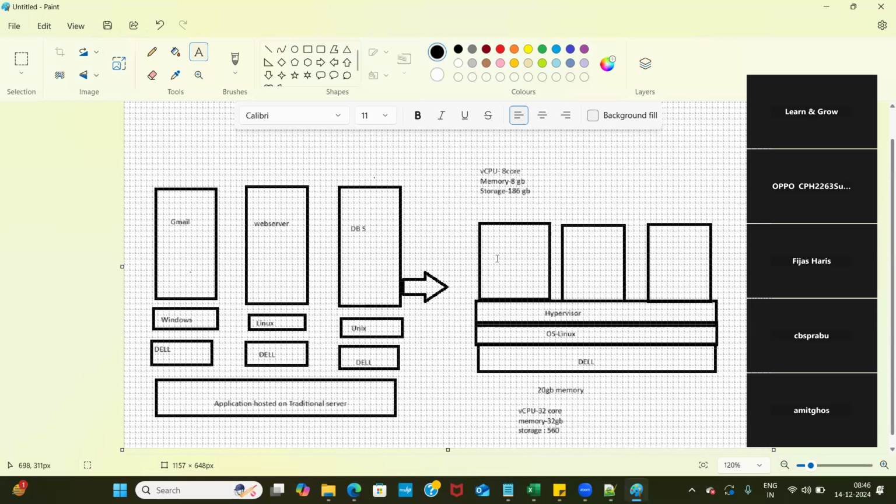Maybe the vCPU requirement is less, so we can assign 4 vCPUs for this VM. Now, let me write down the things again, how the application is now running. On top of the hypervisor, what do we have to configure? We have to configure the operating system for each VM.